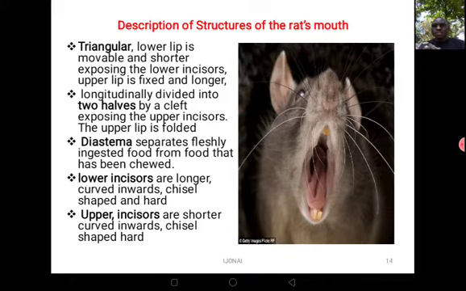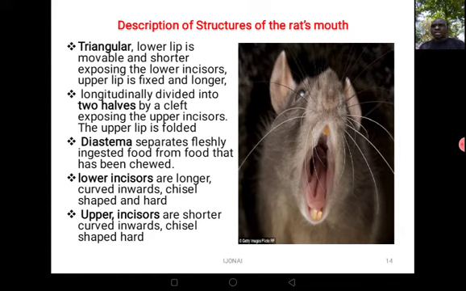Then the upper lip is fixed and longer, but is longitudinally divided into two halves or two parts by a cleft, exposing the upper incisors clearly. So the upper lip, much as it is long, is divided into two, meaning there is a gap through which you can see the incisor teeth. The lower lip is shorter, so the teeth are exposed. So generally here, the modification of the lips is to enable the teeth to be exposed. Yes, we shall later on see why the teeth should be exposed.